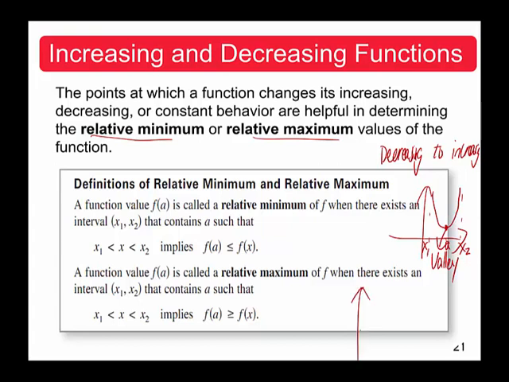Similarly, for relative maximum, the function increases all the way to the top, to the hill, and goes back down, then we call this a relative maximum. So here is the relative maximum, and here is the relative minimum. And you can look at it from the increasing, decreasing intervals.